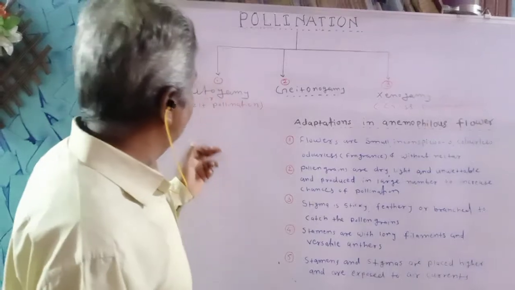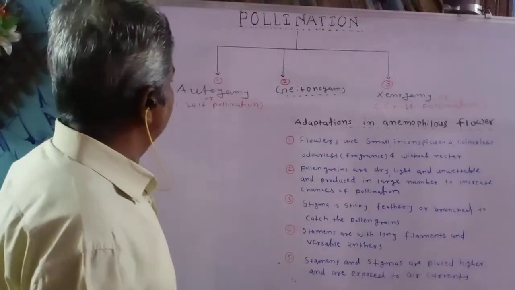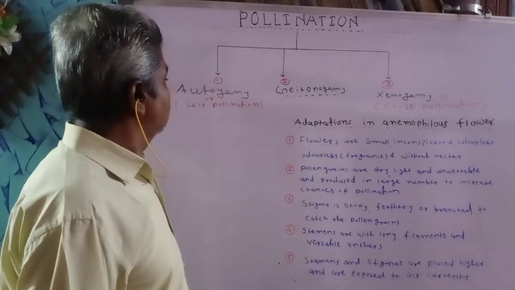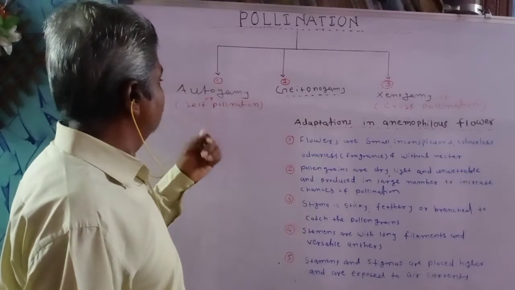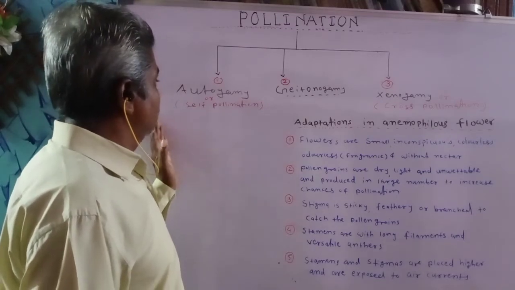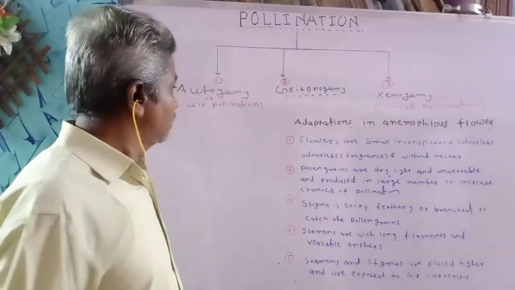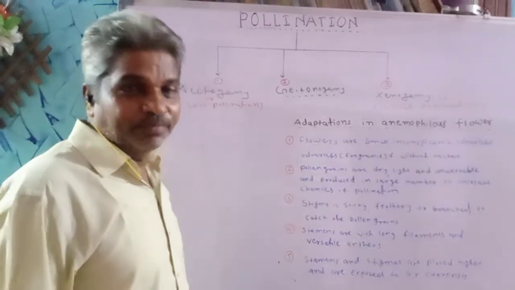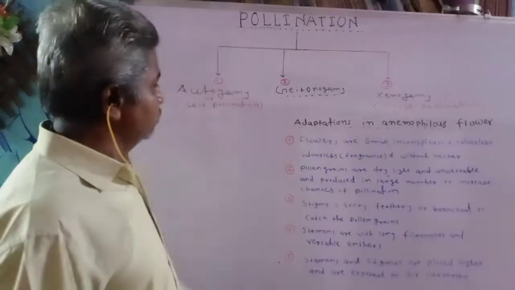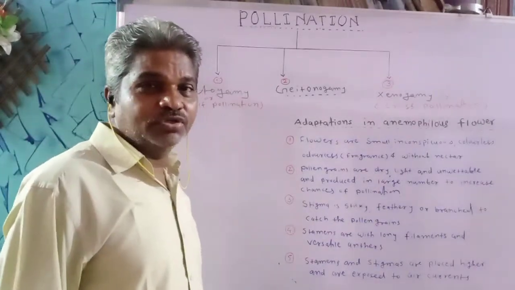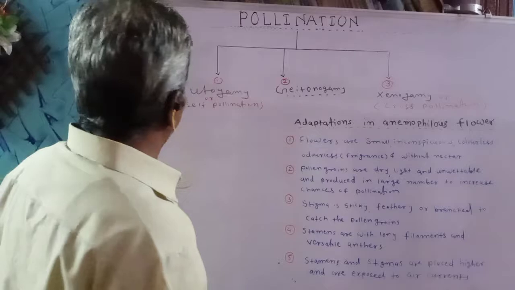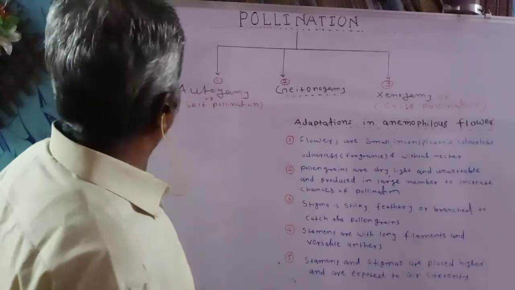So in case of autogamy, only a single flower is essential. Only one flower is sufficient. And this process of autogamy is also called self-pollination.